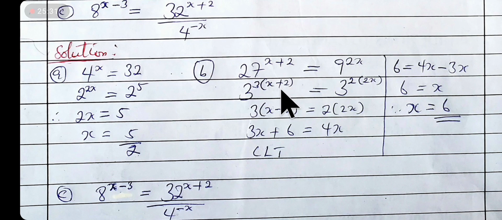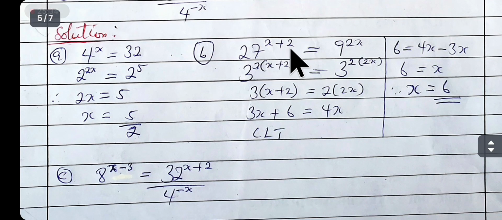Alright, now the next example is 27 raised to power x plus 2 equals 9 raised to power 2x. 27 is the same thing as 3 raised to power 3. 3 raised to power 3 will give you 27. So it's 3 raised to power 3, in bracket, multiplied by the initial power, which is x plus 2. That is what we have here. Equals 3 raised to power 2, which will give you 9, in bracket, multiplying that with the initial power, which is 2x.